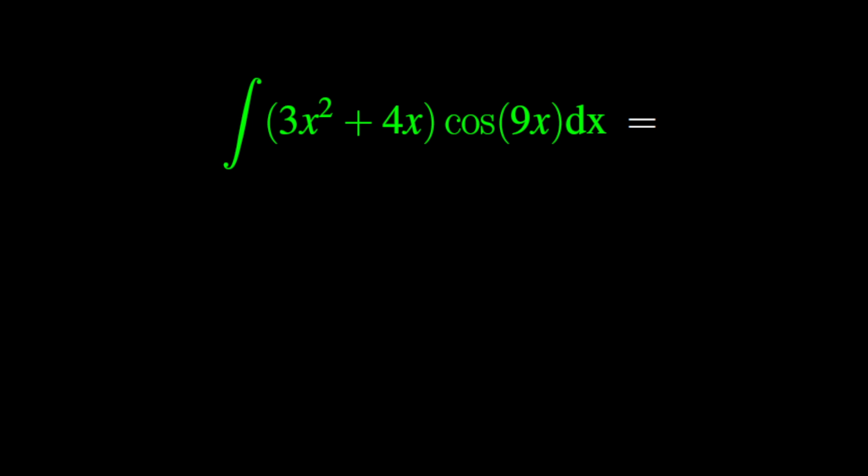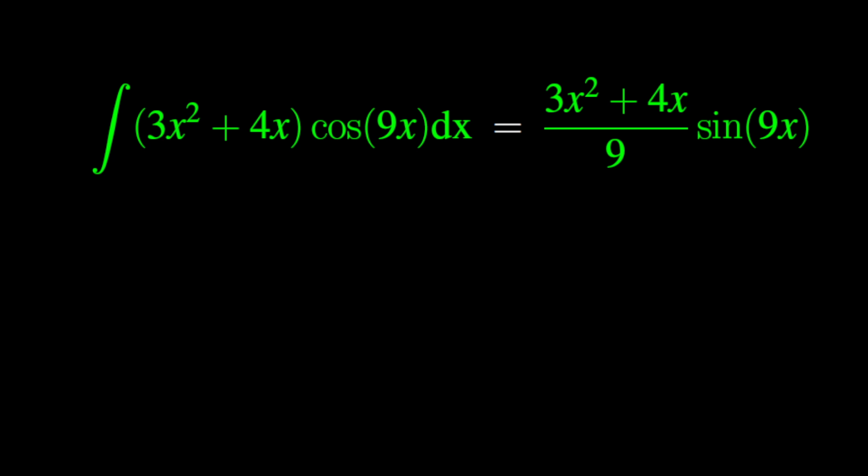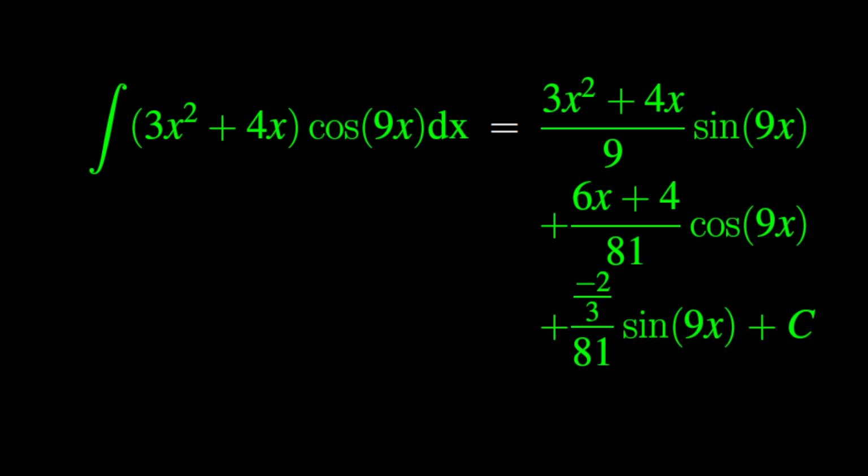As a result, combining the last two results, we see that the integral of 3x squared plus 4x times cosine of 9x dx is equal to 3x squared plus 4x over 9 times sine of 9x, plus 6x plus 4 over 81 times cosine of 9x, plus minus 2 over 3 over 81 times sine of 9x, plus a constant of integration c.